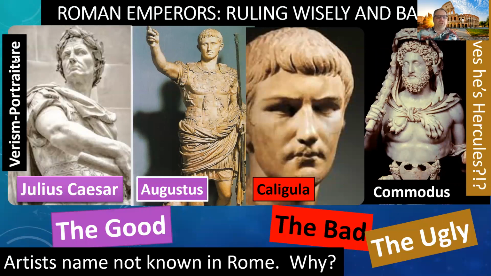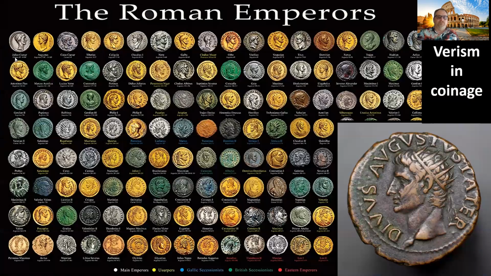And here we go. The artist's name is not known throughout history that made any of these, but we have the emperors behaving, as we saw earlier in the slides, the good, the bad, the ugly. The Roman emperors are also going to come up with verism in coinage. And so these are the various coins that each Roman emperor created, which is a self-portrait profile image of every one of them, so everyone would know what the emperor looked like. It's a way of aggrandizing themselves.